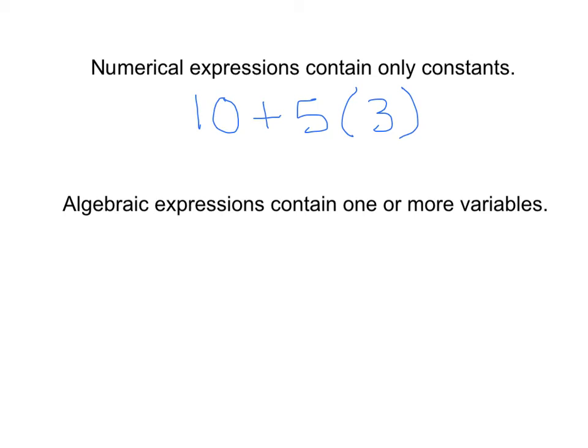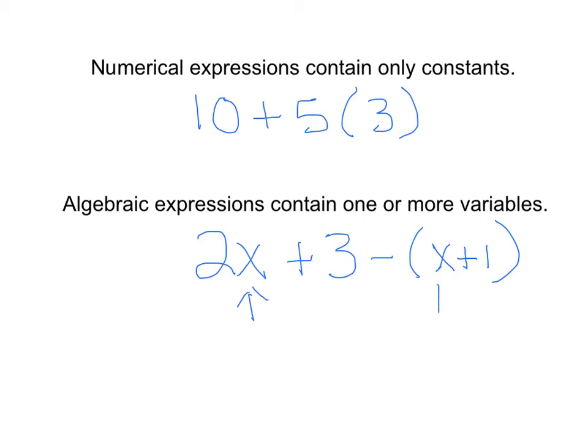Algebraic expressions contain one or more variables, like maybe 2 times x, or 2x, plus 3 minus, let's say, parentheses, x plus 1. So here we have an algebraic expression because it contains a variable, and this time the variable is the letter x.